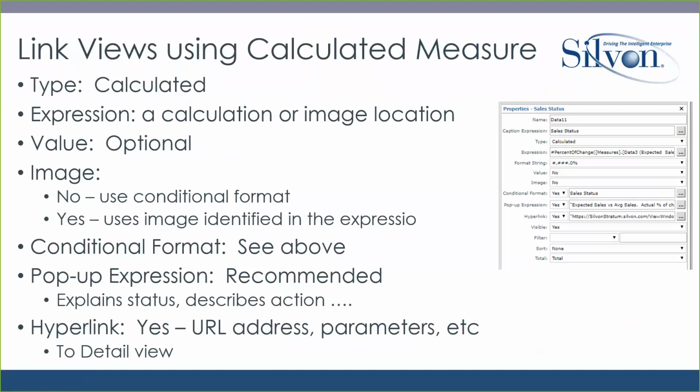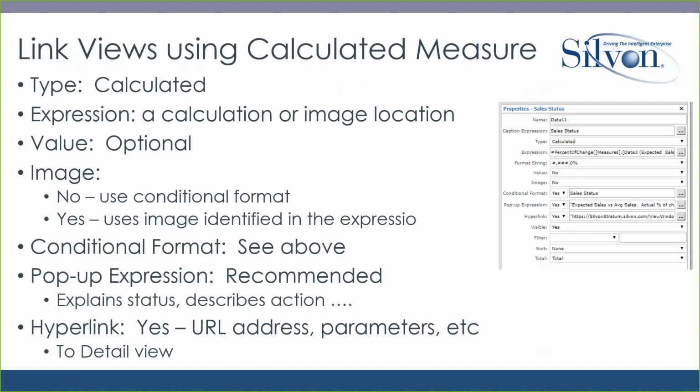Image, I mentioned it before. In the expression, I can indicate the location and the specific object that I want as the image to be displayed, and that's what will appear in the view. So that's one way to indicate to the end user who's using the view, here's an icon that I can click on to link to the detail view. The other way to do it is you can use a conditional format, and I'll show you how to use that. That's a nice way of doing it as well.